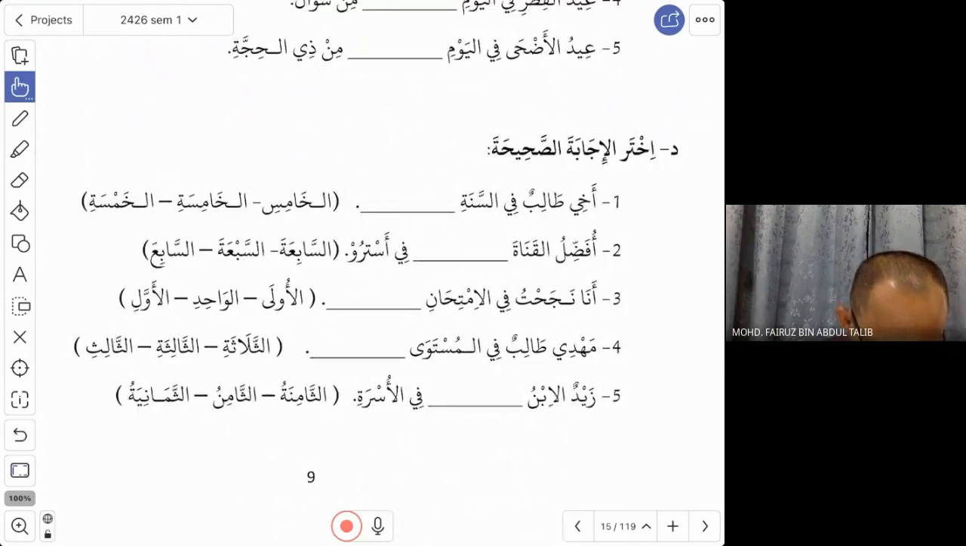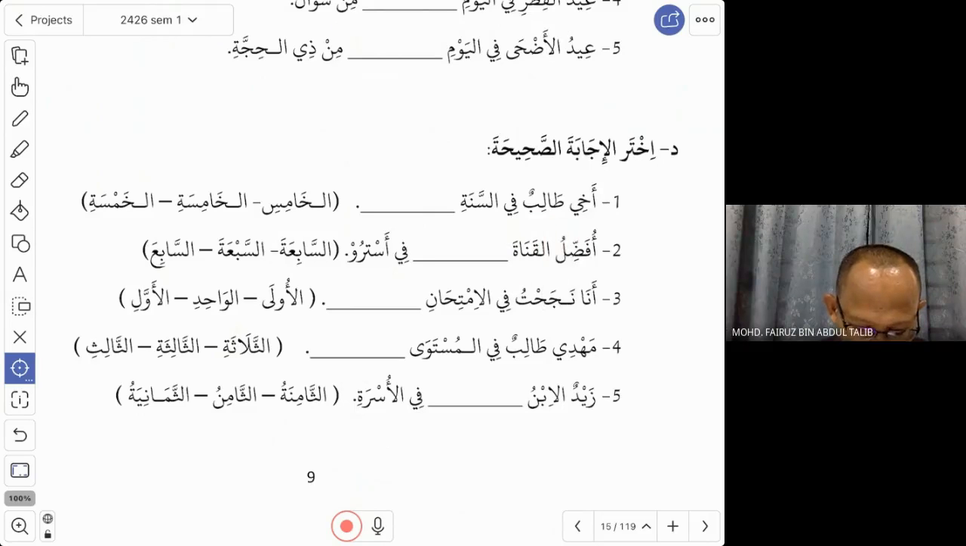If you look at exercise dal, this is testing your knowledge not only about the al-adad at-tartibi, but also about the hukum just now. Also about the rules, whether you use muzakkar, whether you use muannas, whether you use a majrur word, whether you use a mansub word, or whether you use a marfu word. Okay. So for example, number 1.